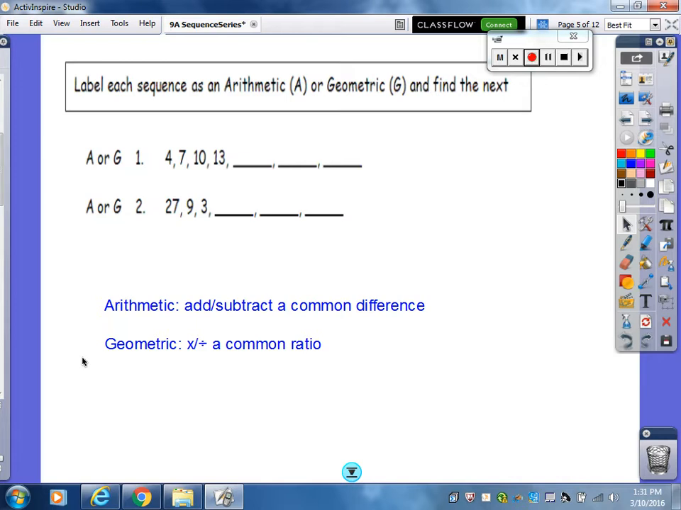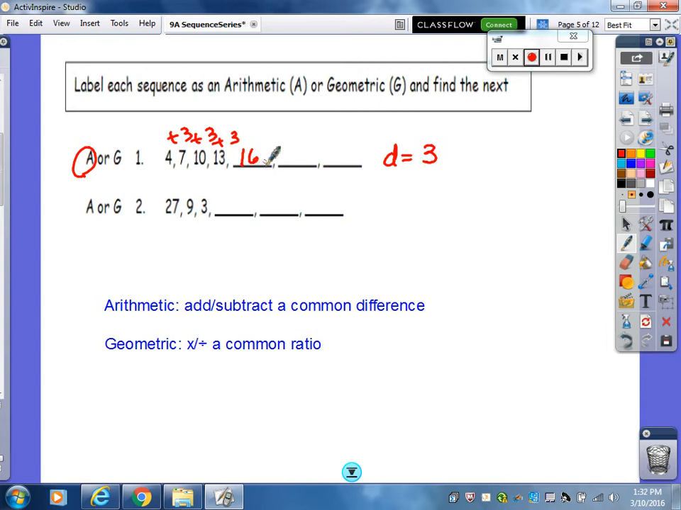So look at your pattern. What do you do to 4 to get 7? 7 to get 10, 10 to get 13. If they all stay the same, then it could be either one of these. Now let's go back and look at this. What are we doing? 4 plus 3 gives you 7. 7 plus 3 gives you 10. 10 plus 3 gives you 13. All right, so this is going to be arithmetic, and my common difference is 3 because I'm adding 3 each time. All right, let's continue the pattern.